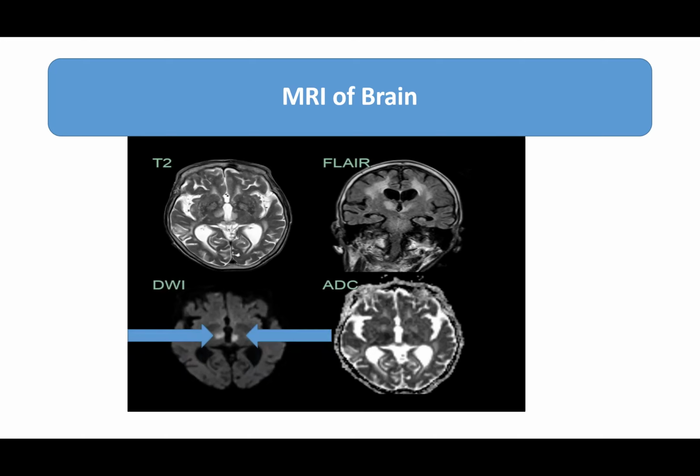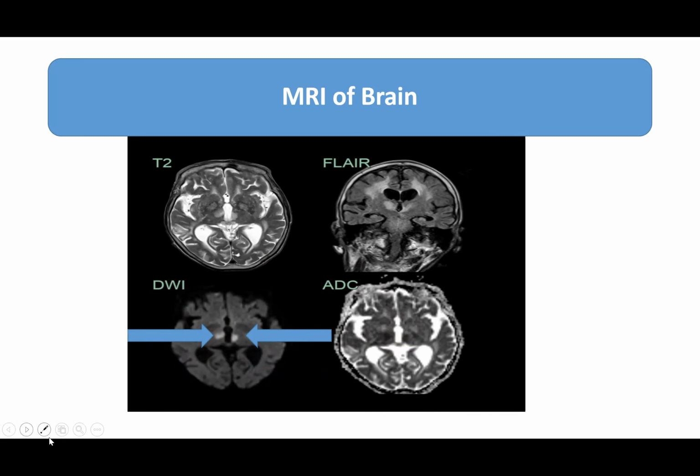Okay, so in DWI there is some restriction. If we check the ADC, let's check with the laser pointer, there is restriction evidenced by hyperintensity in DWI and hypointensity in ADC. So it's most likely a bilateral thalamic lesion. Whenever we're talking about a bilateral thalamic lesion of sudden onset, it's most likely stroke. So why is there simultaneous bilateral thalamic involvement?